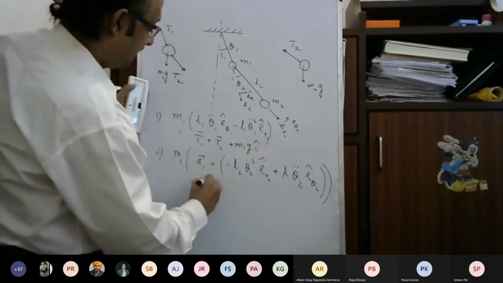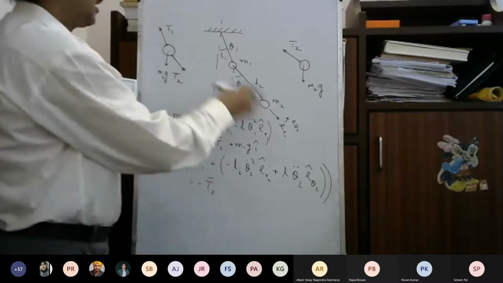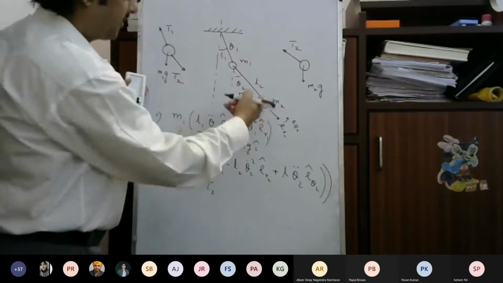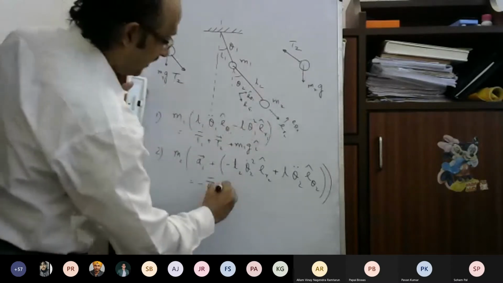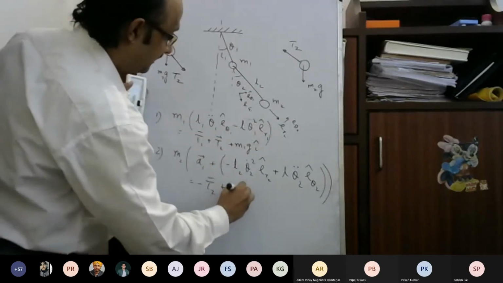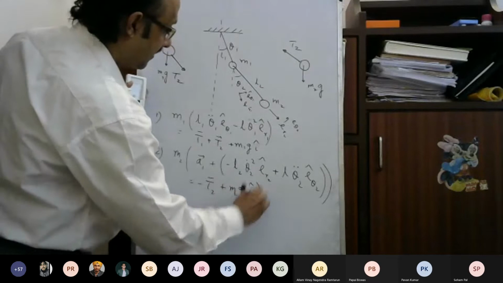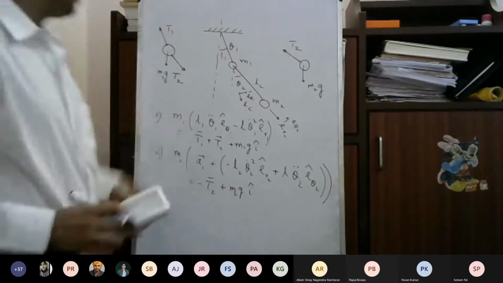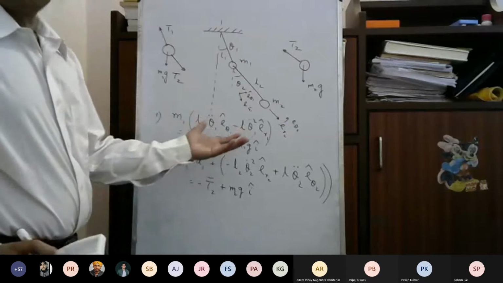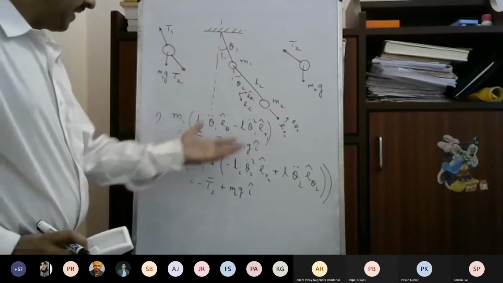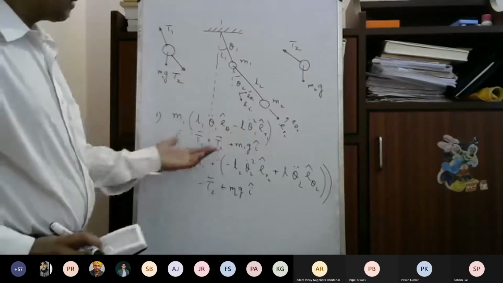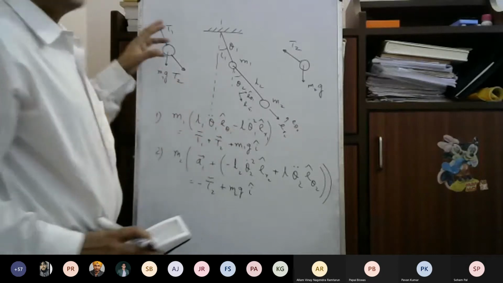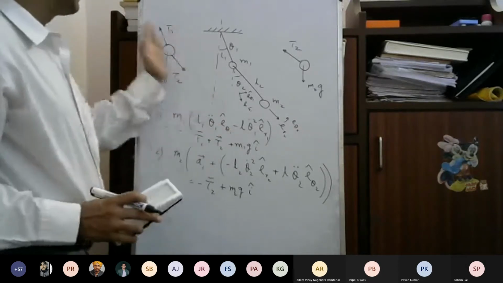Okay. So this will have minus T2, because T1 is in this direction and T2 I took positive in this direction. Therefore T2 on the particle M2 will be minus T2, and this is plus M2G. So these are the two equations which we will have to solve. Solve means that there are two vector equations, four equations, with T1 and T2. First of all, I have to express T1 and T2 in terms of theta1 and theta2.